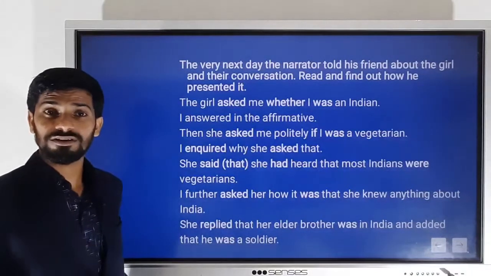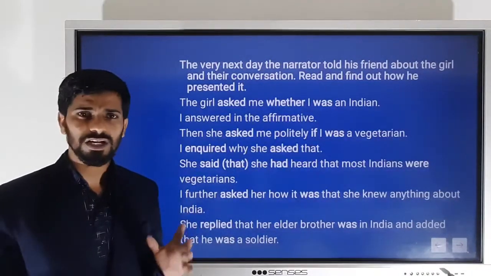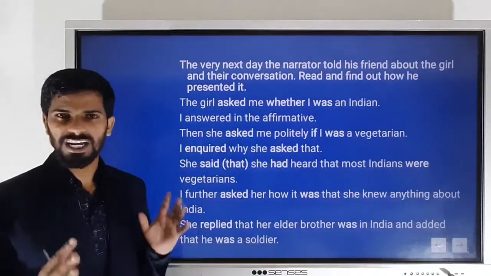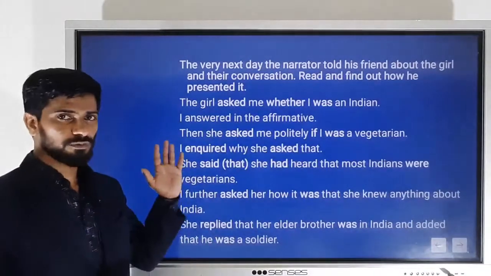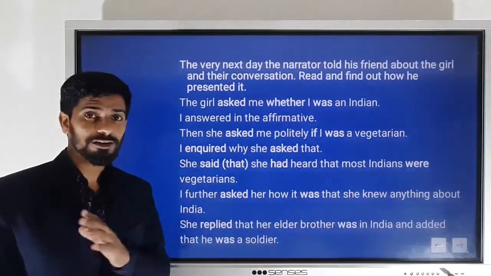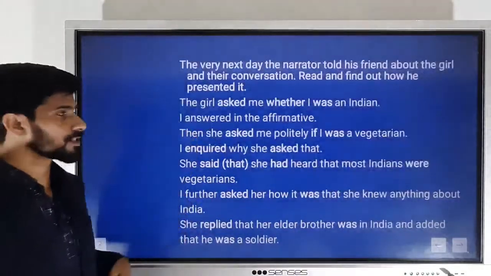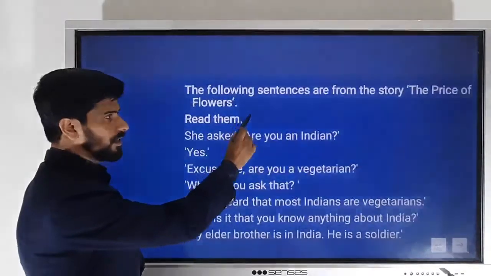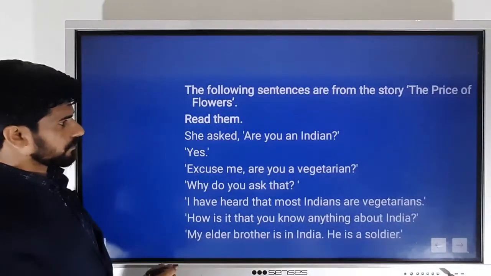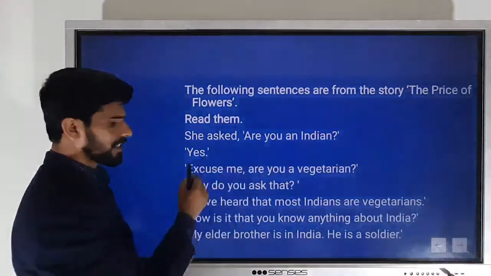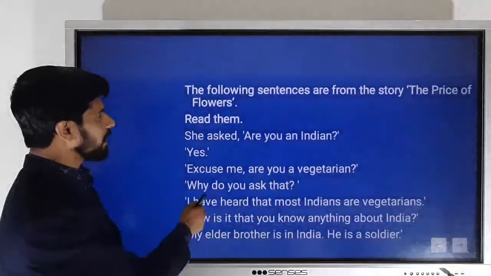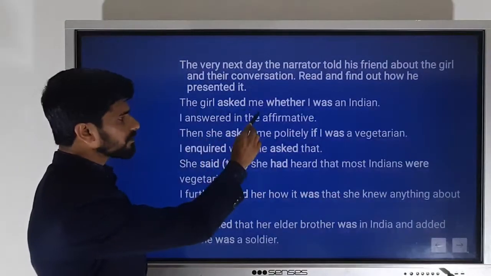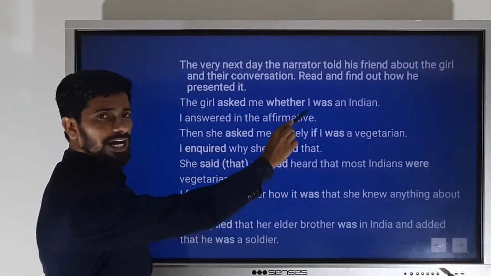The girl asked me whether I was an Indian. Do you remember the question that the girl asked? Are you an Indian? Right? Then how will you convert it? So when Gupta reported the girl, he makes the changes. Look, the girl asked me, are you an Indian? And his response was yes. Then how will he present it? The girl asked me whether I was an Indian.